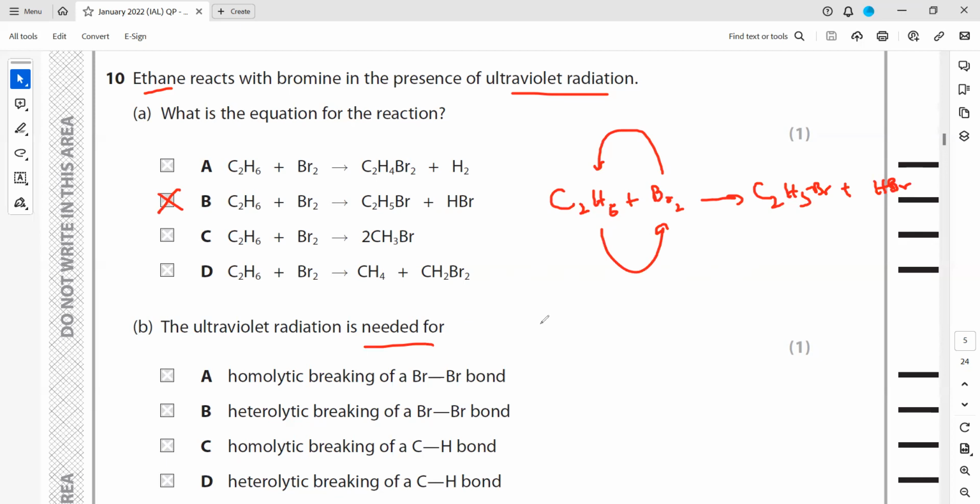Then ultraviolet radiation. Why do we need ultraviolet radiation? The main purpose is to break the bond of the halogen. So homolytic bond breaking produces free radicals, and these free radicals can attack the alkane. So homolytic bond breaking. That's why A should be the right answer for this.